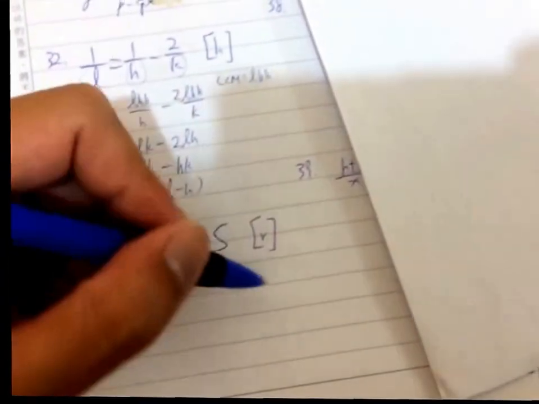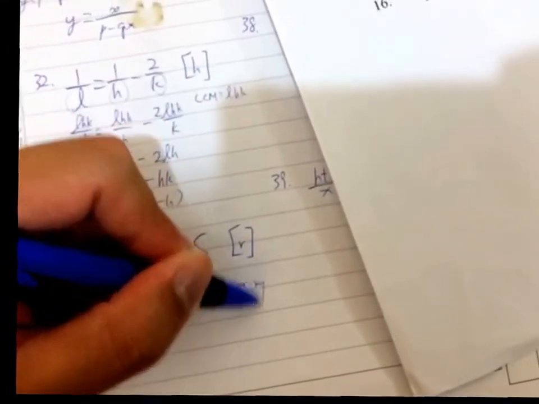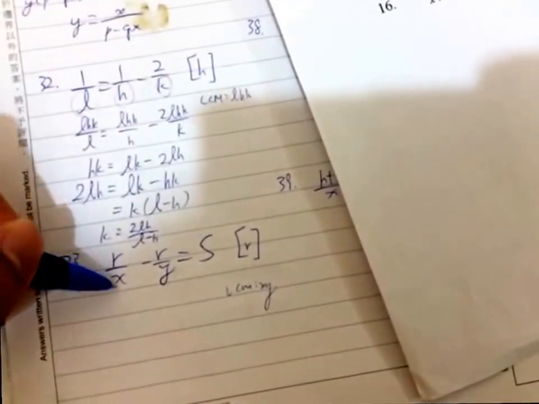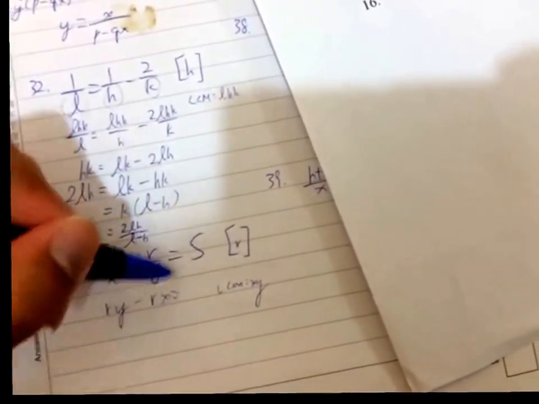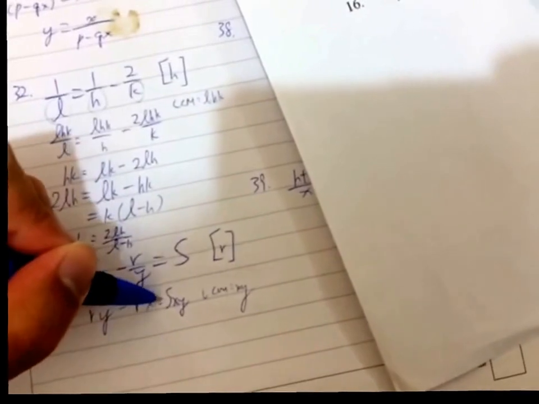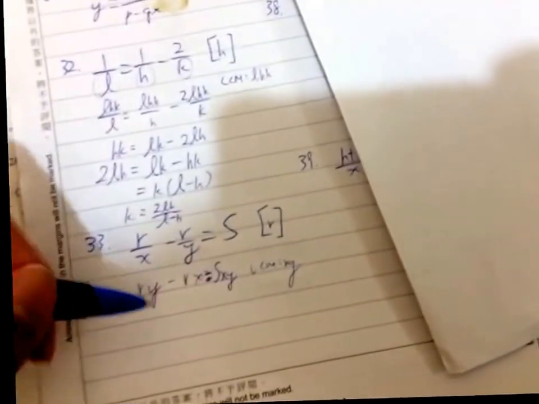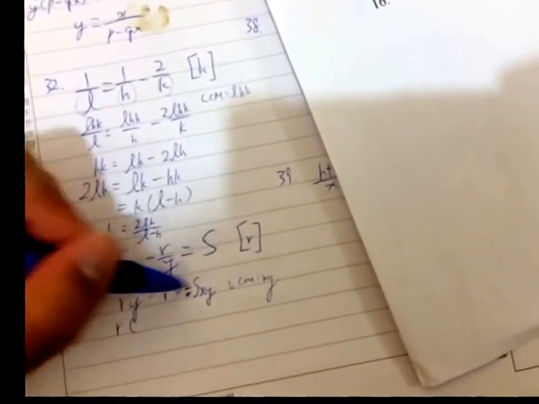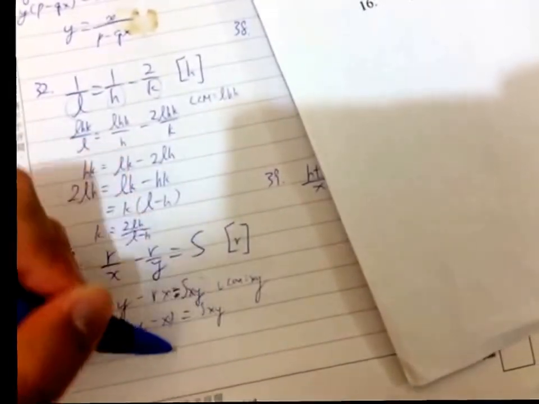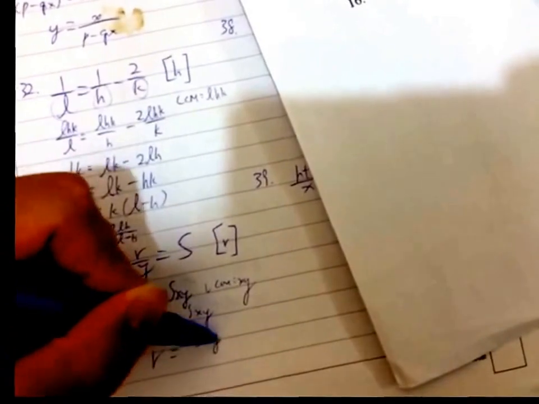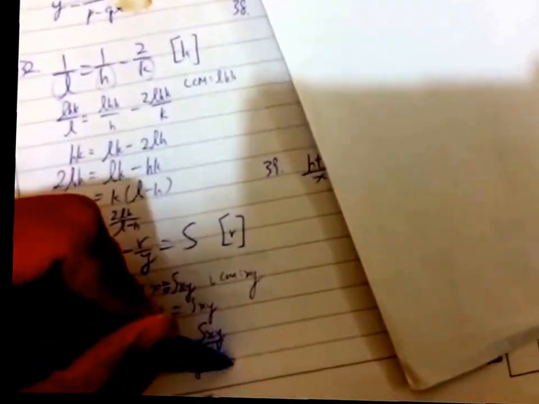X and y denominator, so the LCM is xy. So xy times this one is ry, xy times this one is rx, this one is sxy. I want r as subject, so I factor out the r, meaning r times y minus x equals sxy. So r will be sxy over y minus x, and that's it.